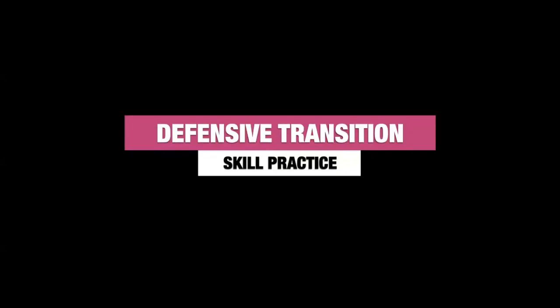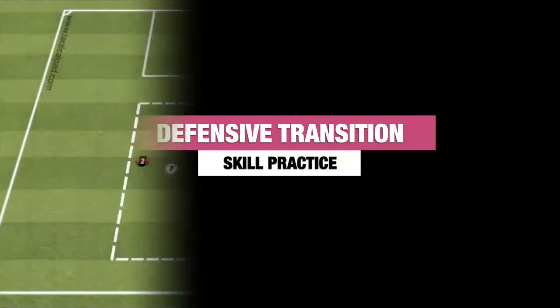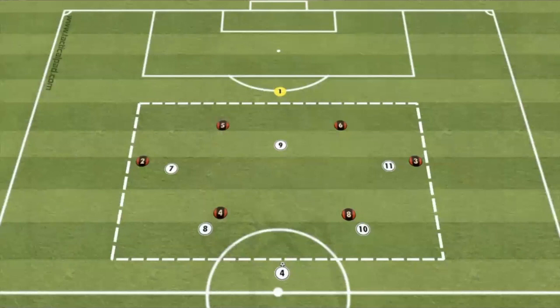Defensive transition, skill practice. This skill practice is a 5v6 plus 2 possession game in a 44 by 40 yard area approximately.